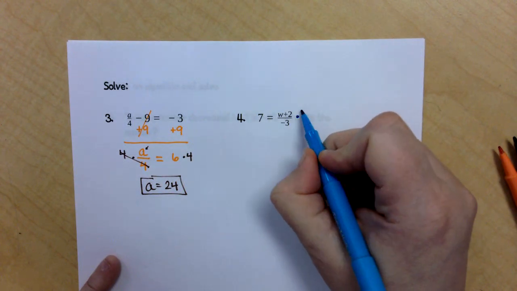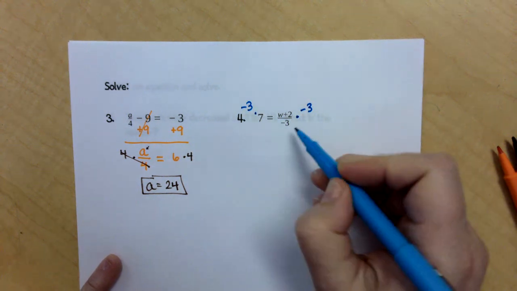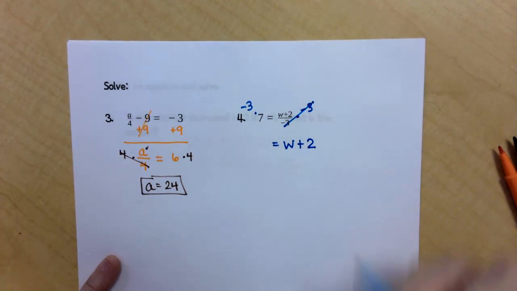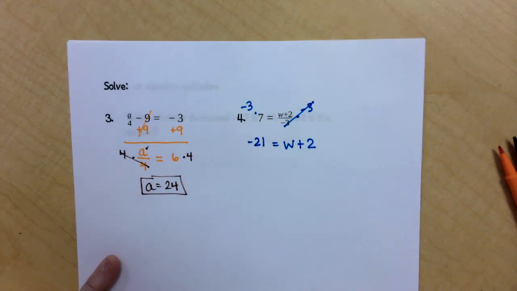The inverse of division is multiplication. So I'm going to multiply both sides by negative 3. It will cancel them out on the right-hand side so that I'm left with just w plus 2. On the left-hand side, negative 3 times 7 is negative 21.